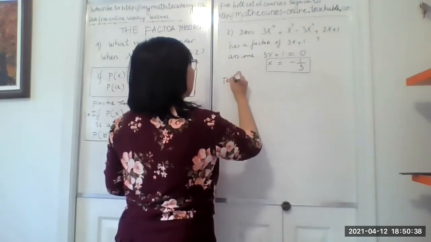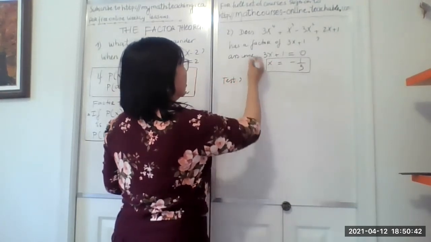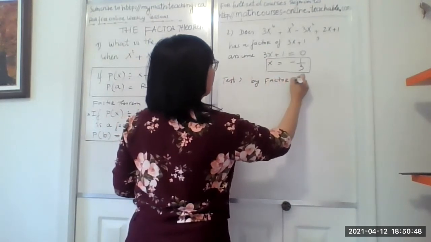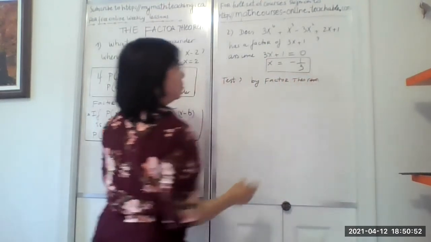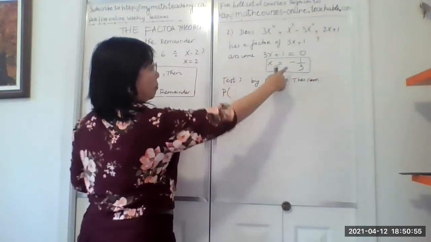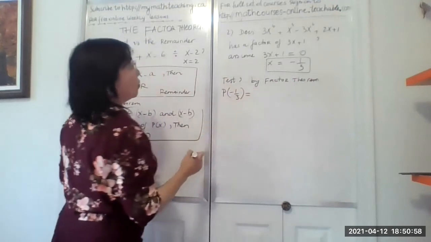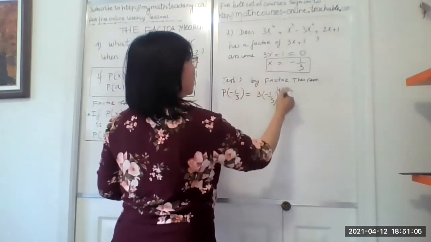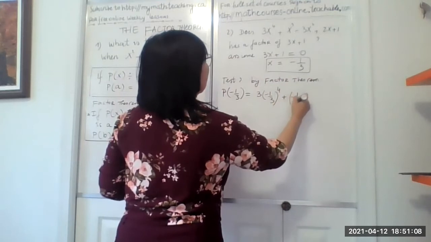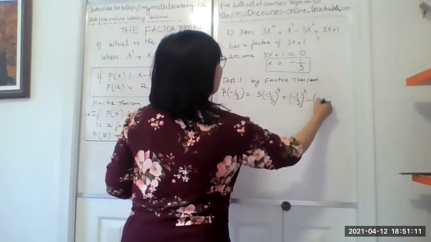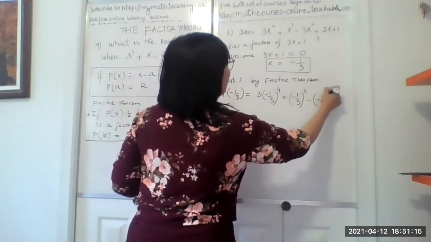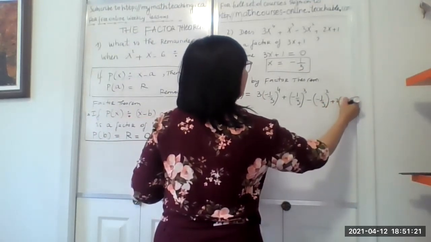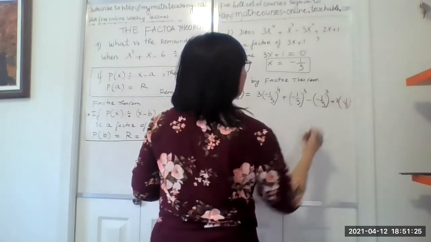So now let's test, right? By the factor theorem, P of minus 1 third will be equal to what? Let's check. We have 3 times minus 1 third to the power 4, following the expression, adding minus 1 third to the power 3, minus 1 third squared, right? Because this is x squared, plus 2 times minus 1 third, and plus 1.